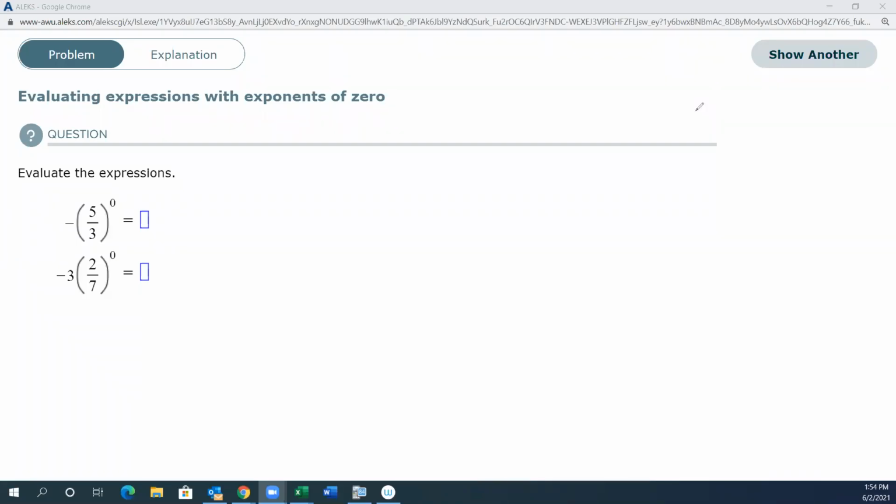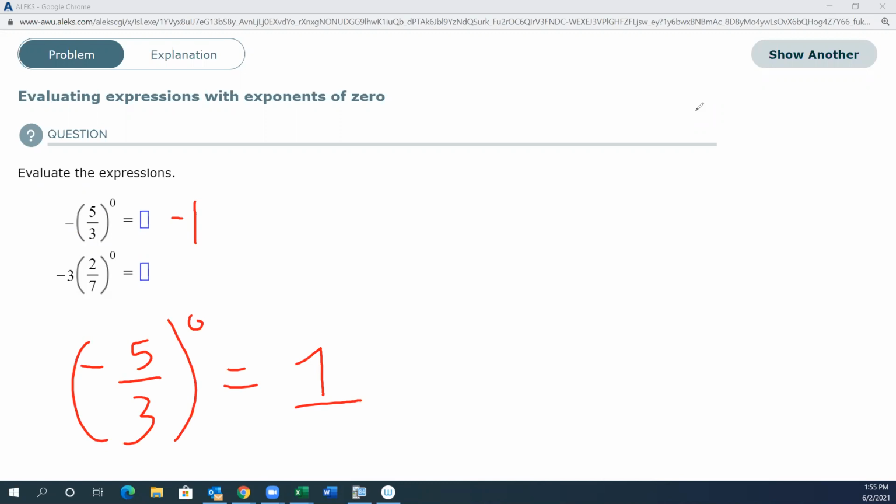The rule with the exponent of 0 is anything raised to the 0 power is 1. So 5/3 to the 0 power is 1. But notice this minus sign is not in the parentheses and therefore unaffected by it. If I were to do this, then yeah, it would just be positive 1.